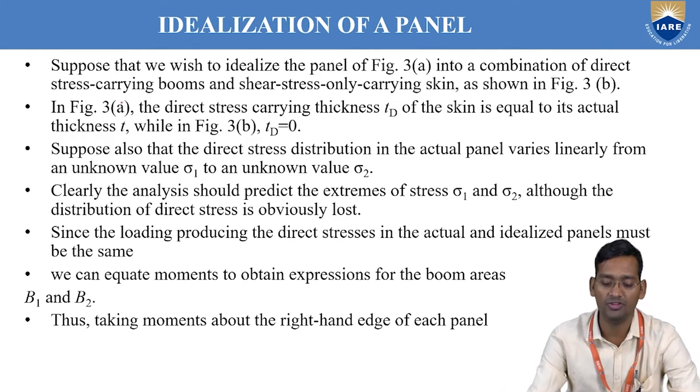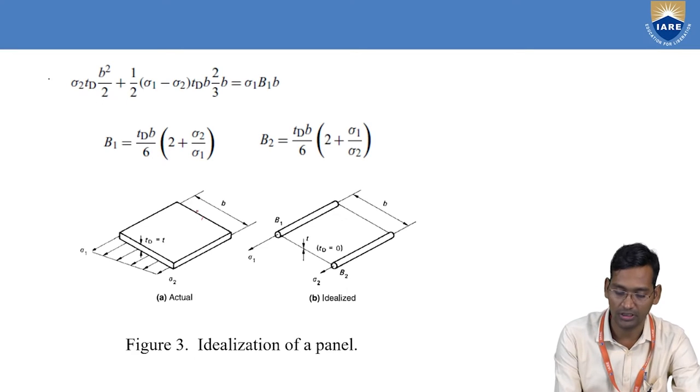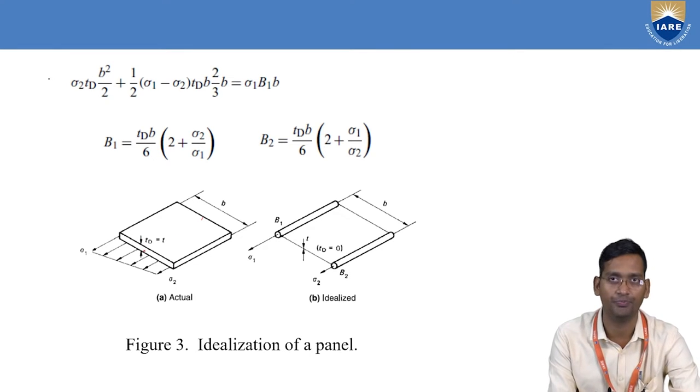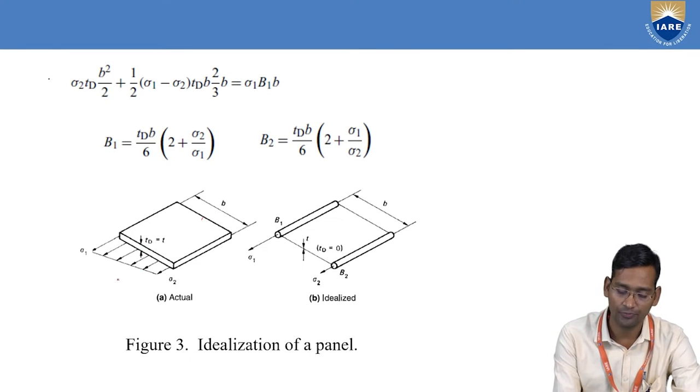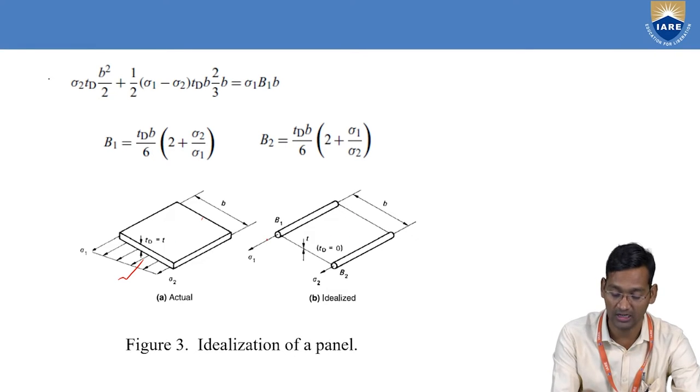So suppose that we wish to idealize the panel of figure 3a. So let's see here, figure 3a. This structure is given. Here it has some thickness, and this side also has thickness. The length here is b, and this is a, and t_D is the thickness here. This is the general one, and we have to idealize it in this figure. So this is the actual and this is the idealized one. So how to idealize this figure?